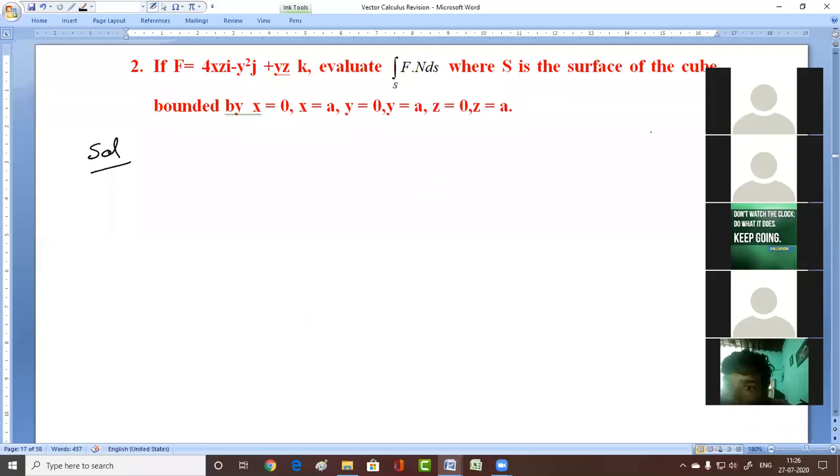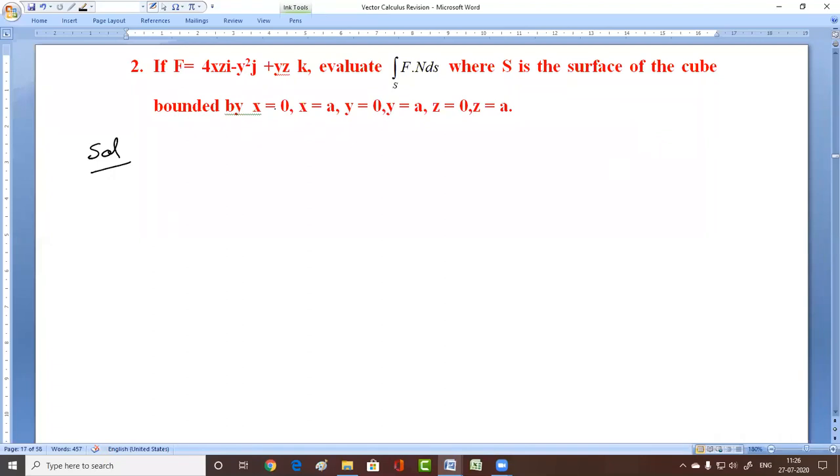x equals 0 is nothing but the yz plane. x equals a is a plane parallel to the yz plane. y equals 0 is the xz plane. y equals a is a plane parallel to the xz plane. z equals 0 is the xy plane. z equals a is a plane parallel to the xy plane. So this simply looks like our room, if it is in square dimensions. Okay, I will draw the diagram.